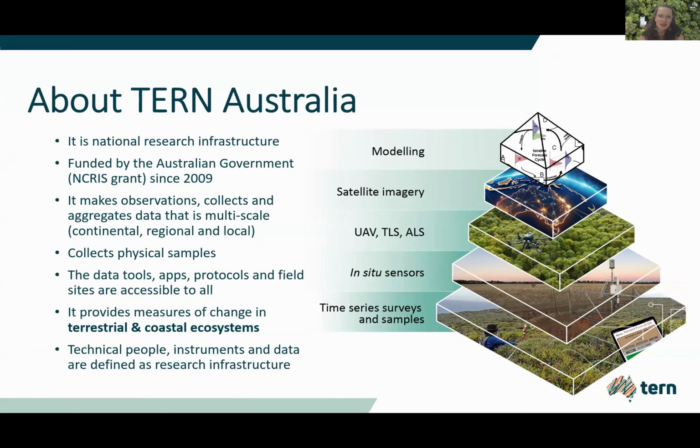We are a national research infrastructure project funded by the Australian government. We make all the observations and data collections that tell us about what's changing in the environment. We also collect physical samples and develop a range of tools and apps, and our goal is to help researchers study both land and coastal ecosystems to gain a deeper understanding of what is happening, including both the magnitude and the direction of change. When we say infrastructure, we mean our people, our instruments, and the data. They're all covered under the definition of infrastructure.